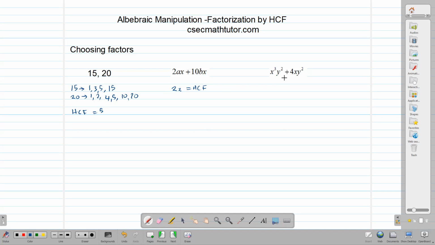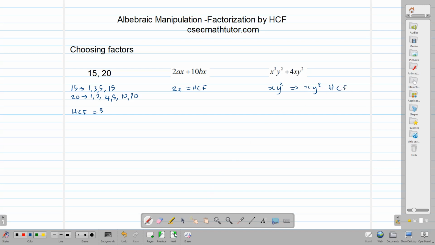In this expression here, we have an x cubed and an x. And we have a y squared and a y squared. So both letters are common. When we have powers, we choose the lower power for our highest common factor. It kind of sounds odd, but that's how it works. So x cubed and x, x is the lower one, so we choose that one for our common factor. And since both of these are y squared, then y squared is the common factor. So our HCF is going to be xy squared.